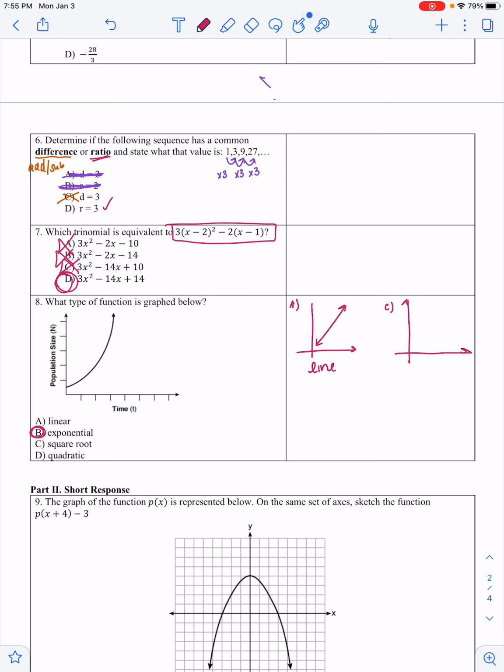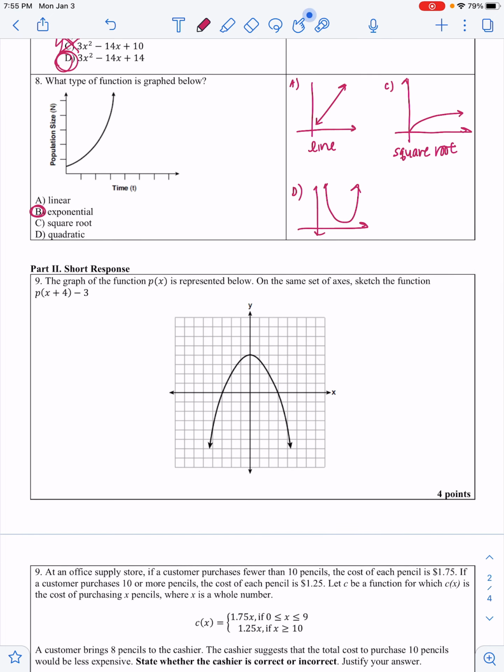Square root. A square root function kind of looks almost like an exponential, but it starts off really fast and then it slows down. So it's almost like half of a sideways parabola. So this would be our square root. And then our quadratic is the parabola-shaped function, the U-shaped function. Okay, so this was B, exponential.